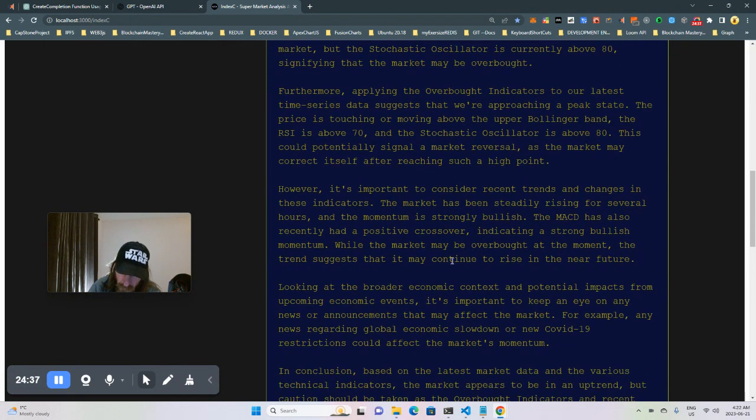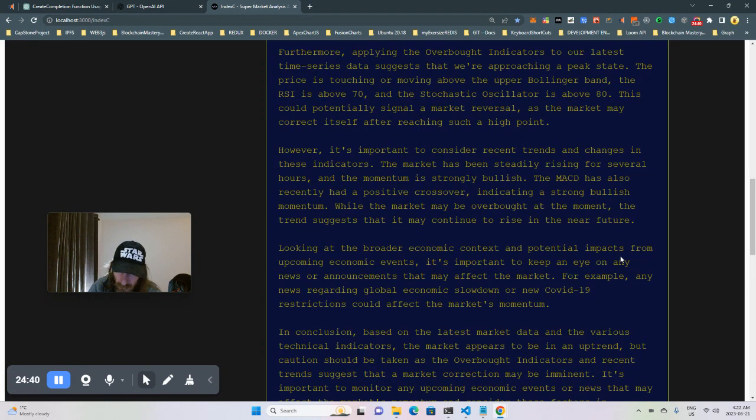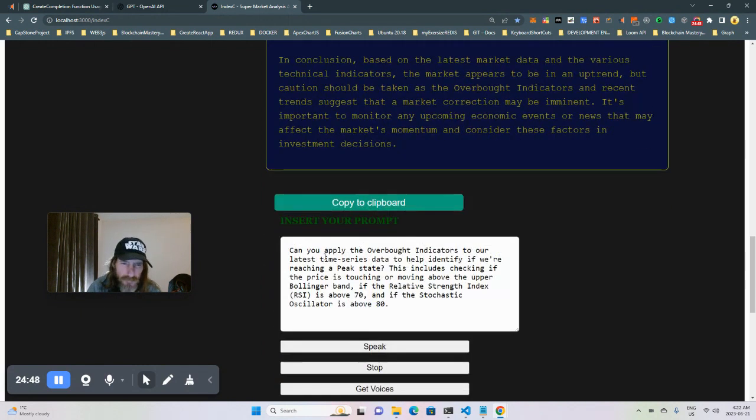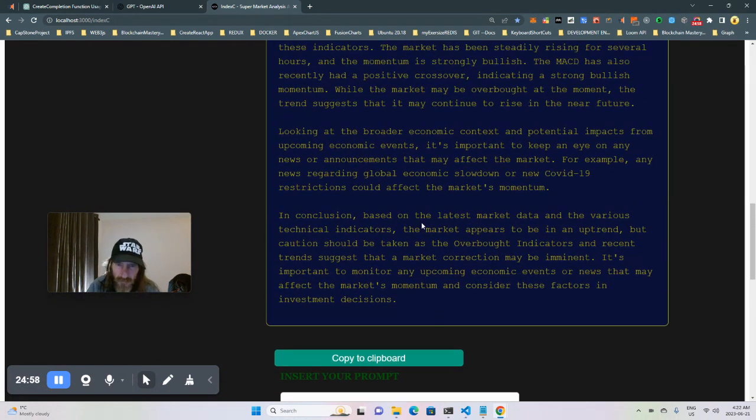Looking at the broader economic context and potential impacts from upcoming economic events, it's important to keep an eye on any news or announcements that may affect the market. For example, any news regarding global economic slowdown or new COVID-19 restrictions could affect the market's momentum. In conclusion, based on the latest market data and the various technical indicators, the market appears to be in an uptrend, but caution should be taken as the overbought indicators and recent trends suggest that a market correction may be imminent. It's important to monitor any upcoming economic events or news that may affect the market's momentum and consider these factors in investment decisions.